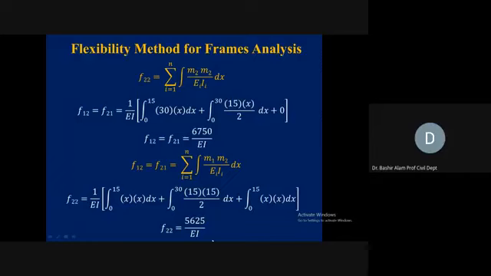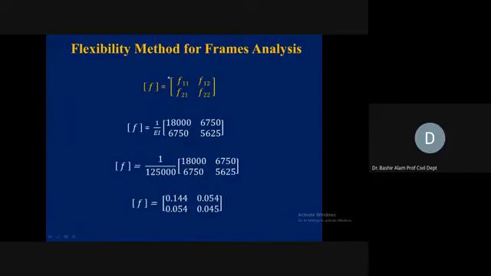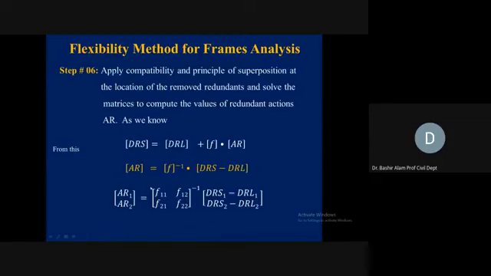Next, we write this flexibility coefficient, divided by 125 because the EI value was 125,000, and the F value is coming equal to this. So this is the flexibility coefficient matrix now. Next, we will write the compatibility equation and apply the principle of superposition.